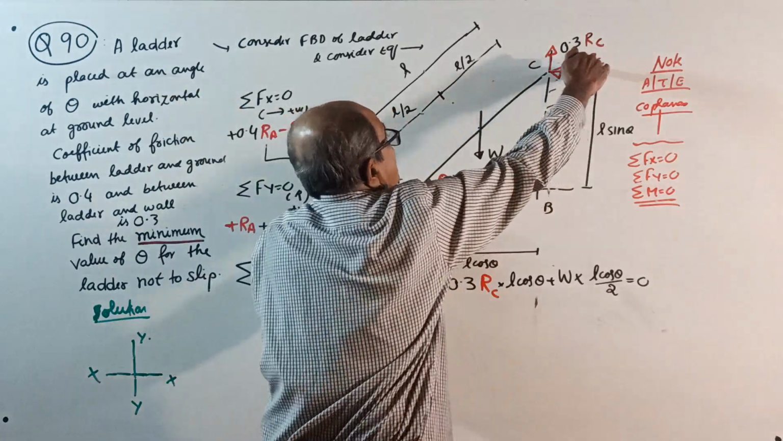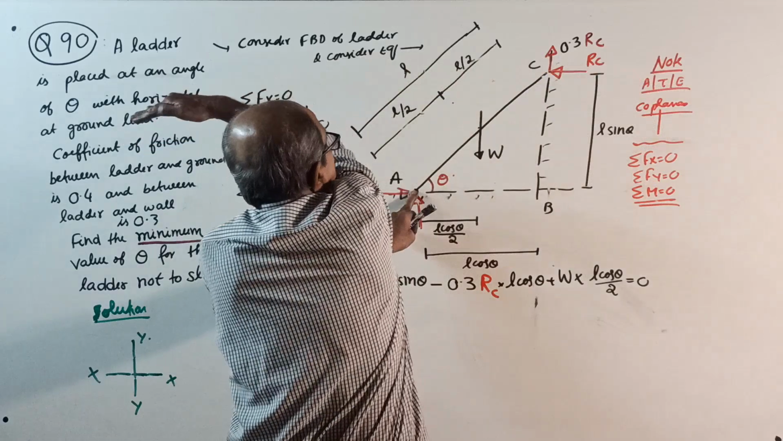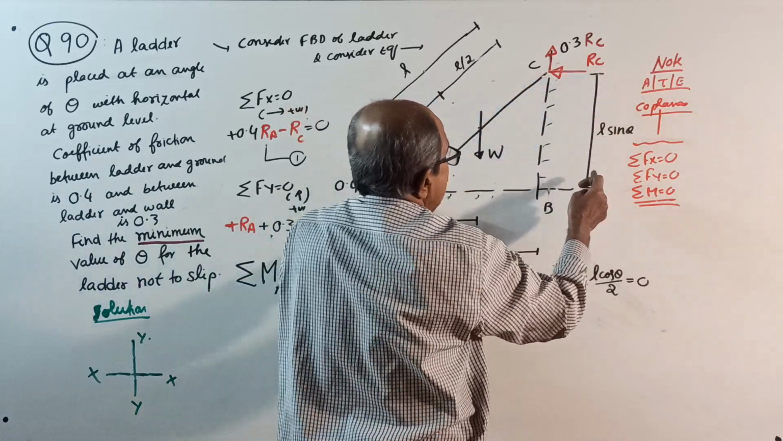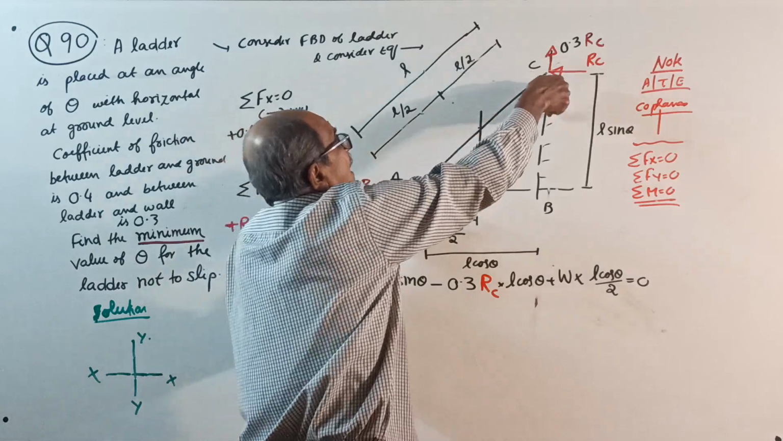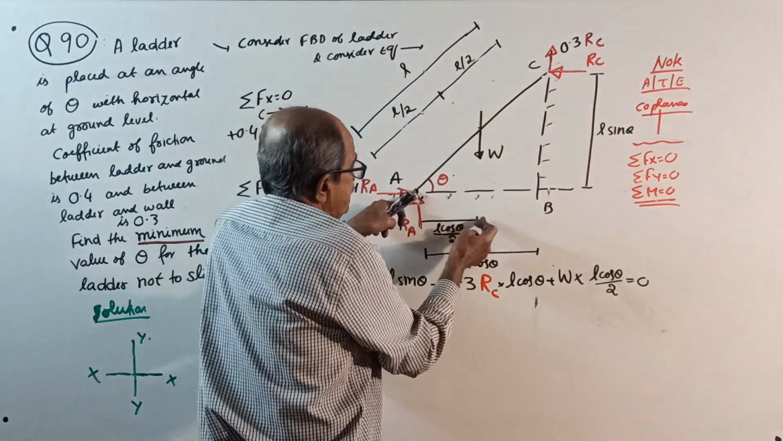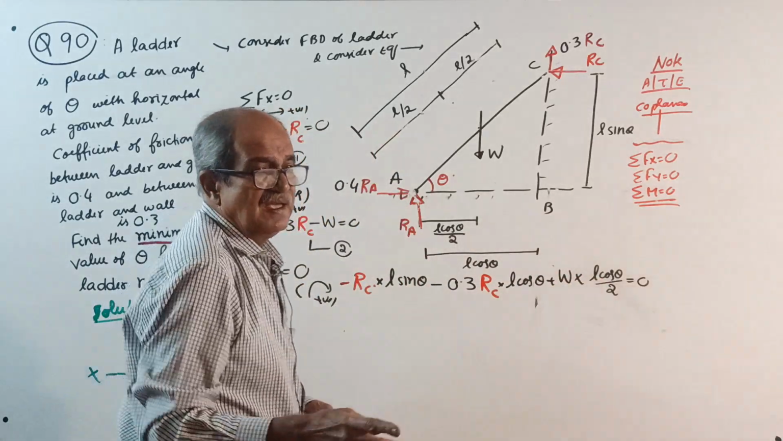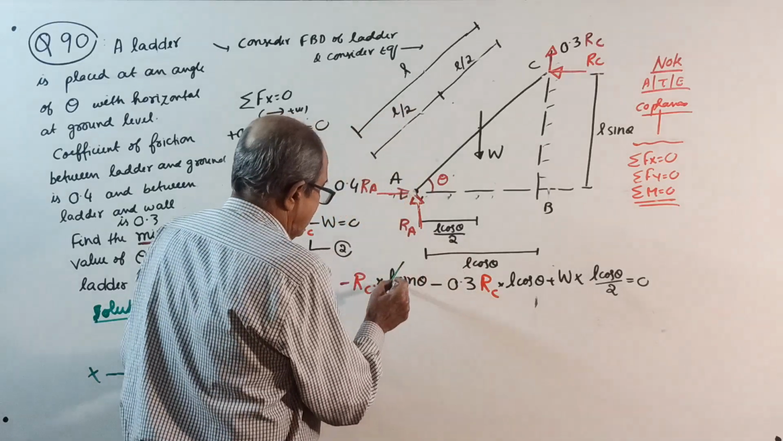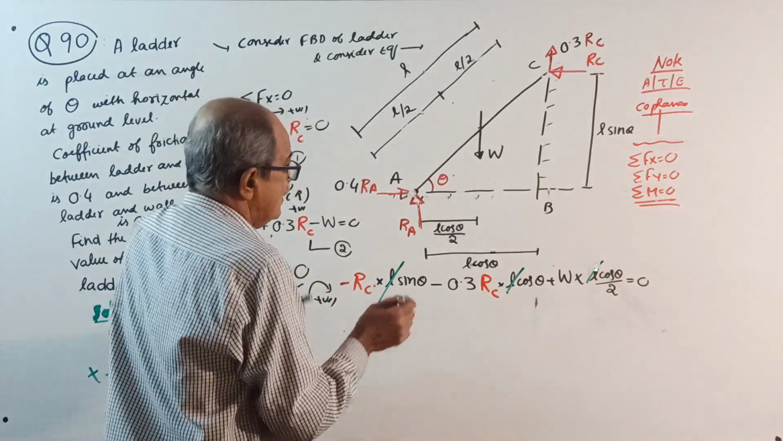Then RC is a horizontal force. Stand here. When the force goes this way, RC into this distance is anti-clockwise. So RC into L sin theta is anti-clockwise, and minus 0.3 RC into L cos theta, that also is anti-clockwise, plus W into this distance, which is L cos theta by 2. Here L will get cancelled. Even if they give L, it is not required. L cut, L cut, L cut. So L gets cancelled.